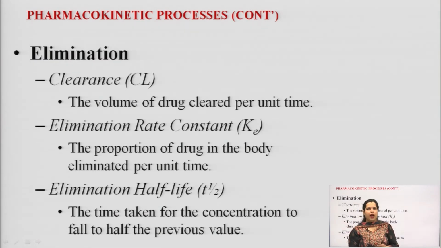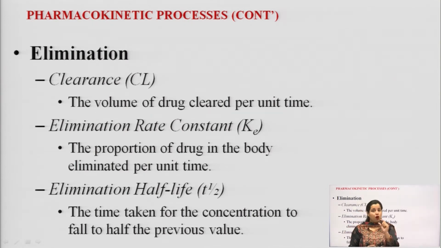After that come elimination and clearance. First is clearance, the volume of drug cleared per unit time. When we say that a drug is eliminated from the body, we mean the clearance. So, the volume of drug cleared per unit time. Elimination rate constant means the proportion of drug in the body eliminated per unit time.